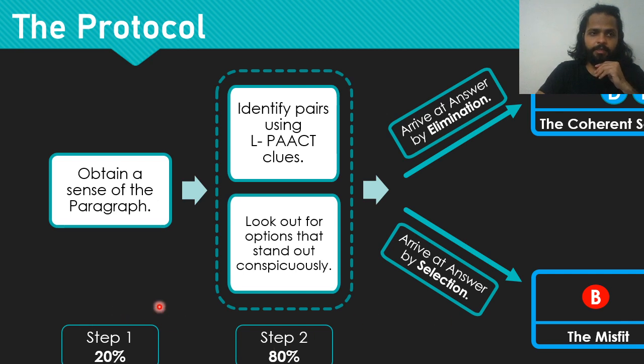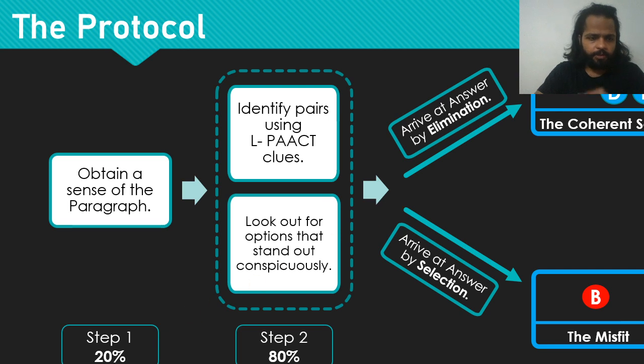Okay, so these are the three steps: obtain a sense of the paragraph, then identify the pairs by using context or connections. At the same time, look out for options that stand out conspicuously. And finally, arrive at your answer by either elimination or selection, based on which one of these two worked out for you. Okay, and so that's about the protocol.